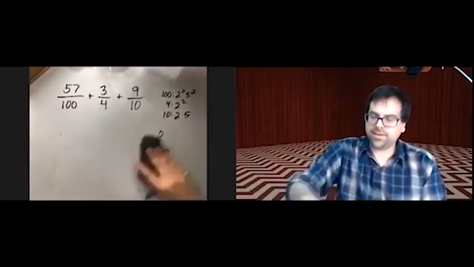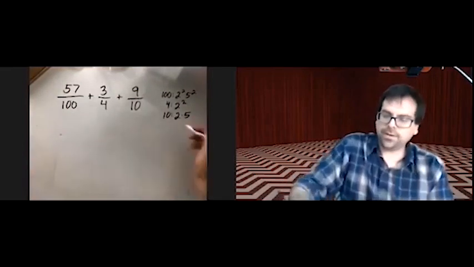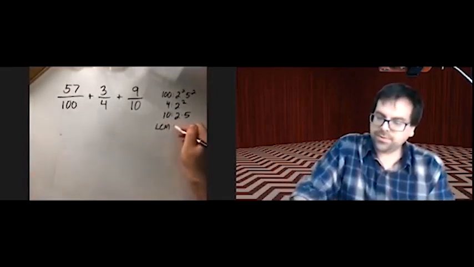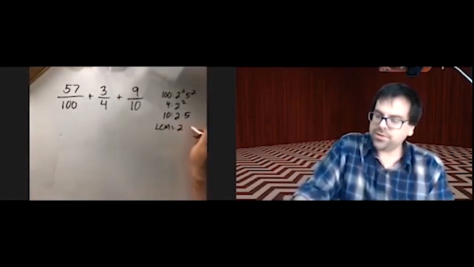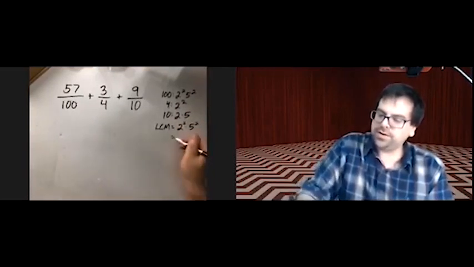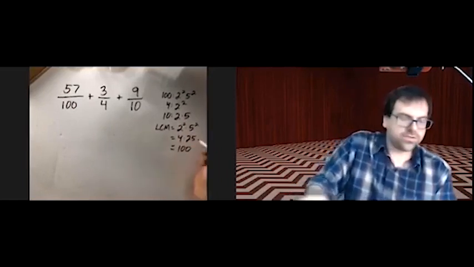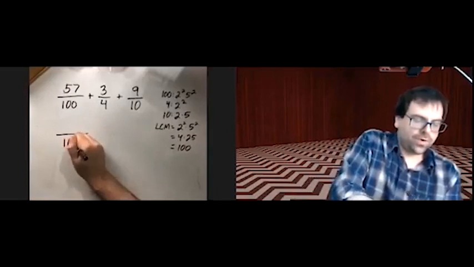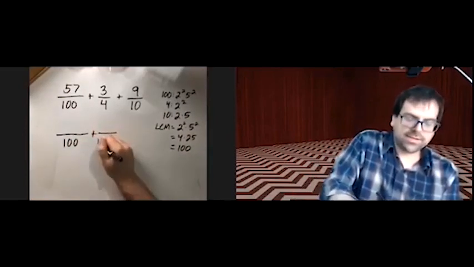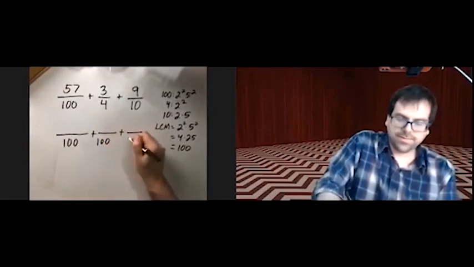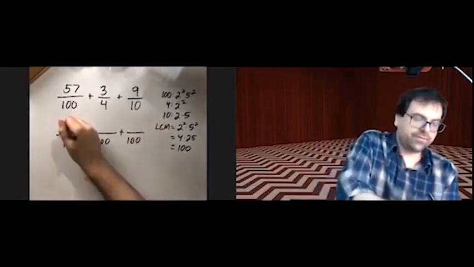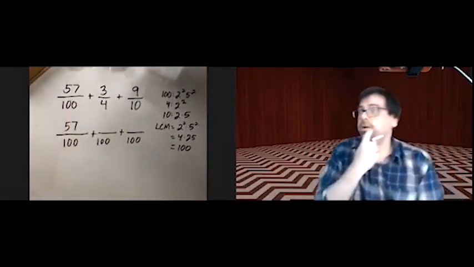That means least common multiple. Only bases are 2 and 5. Highest shown power of both is squared. 4 times 25 makes 100. Woohoo, one of them gets to stay the way it is. 57 over 100 is already what we need.